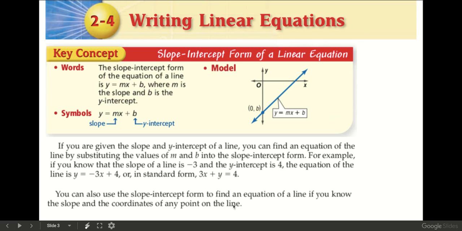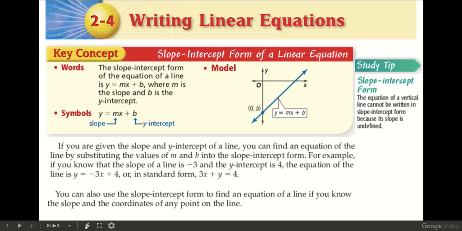You can also use slope-intercept form to find an equation of a line if you know the slope and the coordinates of any point of a line. Just keep in mind here, the equation of a vertical line typically can't be written in slope-intercept form because the slope is undefined. So you can't substitute anything in for m there. And if you remember, the equation for a vertical line is just x equals a constant, some number.